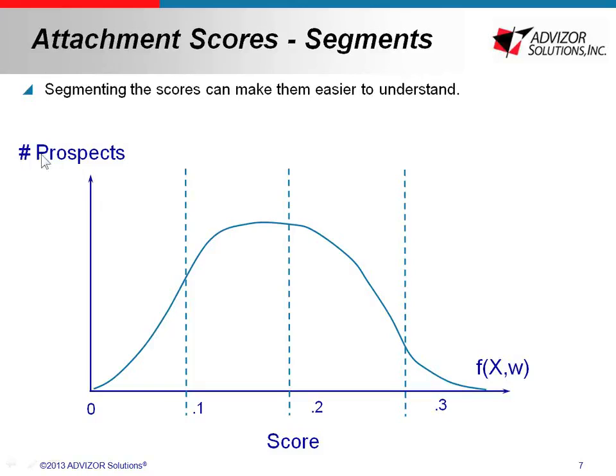And there's usually a profile. If you look at the number of prospects, there's a bell curve where there's a few at the very bottom, a few at the very top, and then a peak in the middle. And we generally like to range the scales from 0 to 0.3, and for weighting purposes, that makes sense.